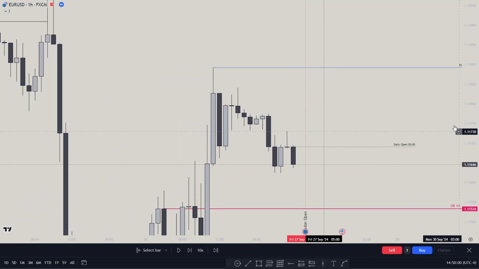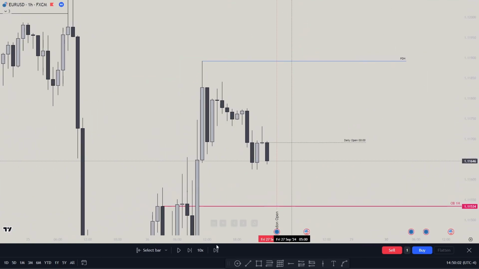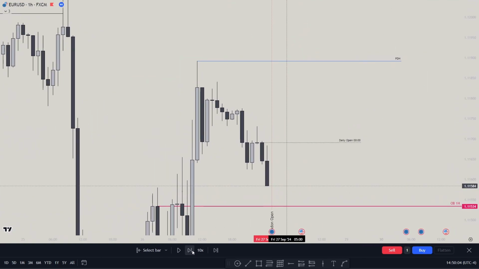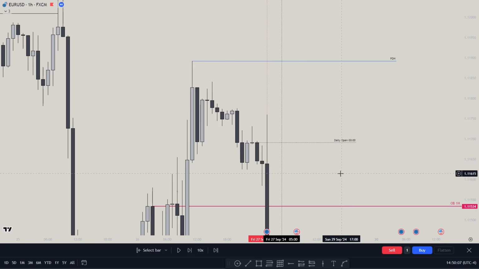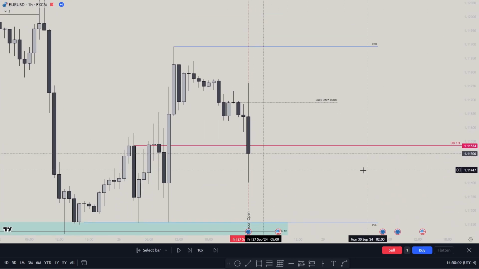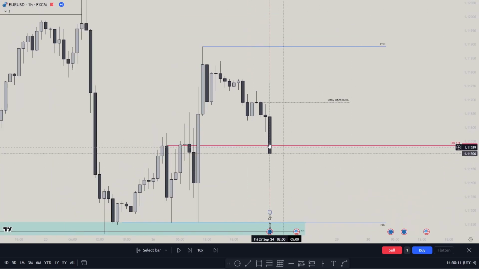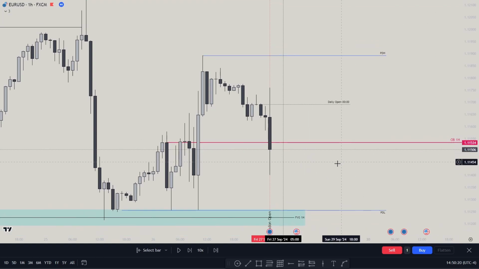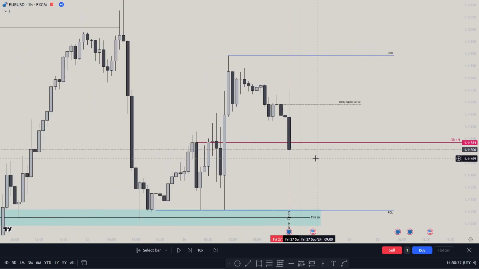Alright, so let's go to London open. It's 2 there. Now we can see that we're in the London open, and now we can switch to lower time frames to check how the price will work on this one.